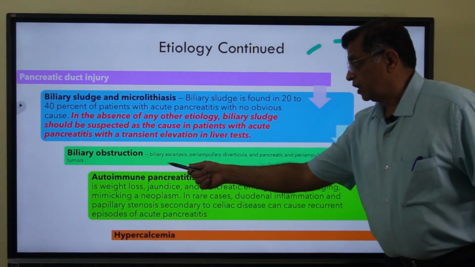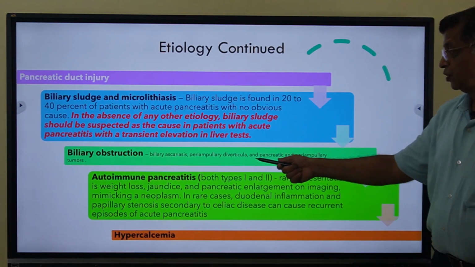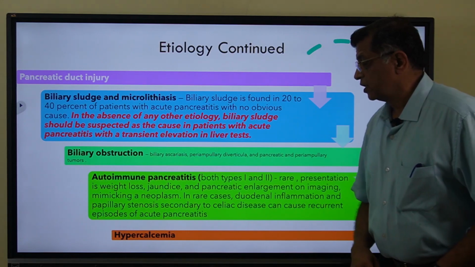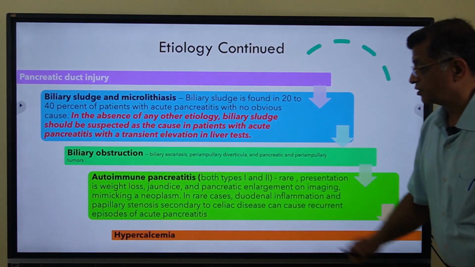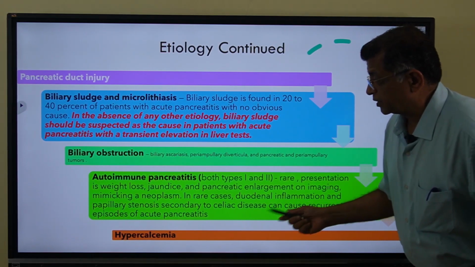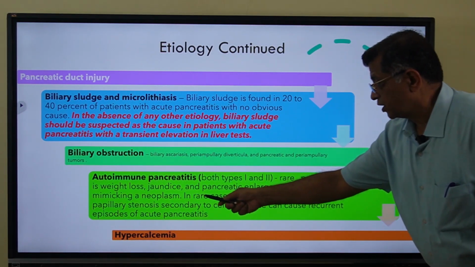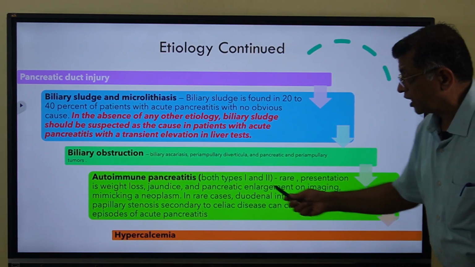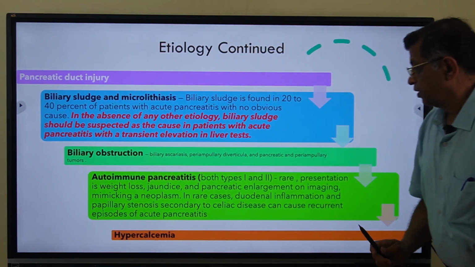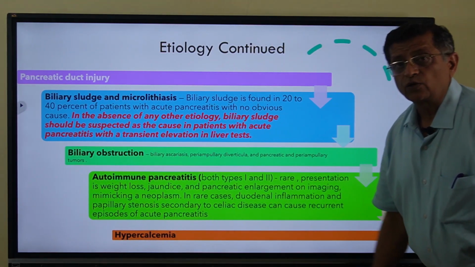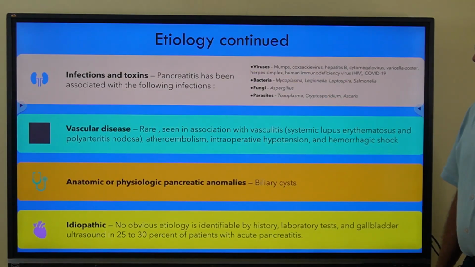Biliary obstruction by worms, periampullary diverticula or periampullary tumors can cause pancreatitis. Sometimes autoimmune pancreatitis, type 1 and type 2, these are rare. The presentation is weight loss, jaundice, and pancreatic enlargement, and the pancreatic enlargement here mimics a neoplasm. So this is reasonably rare. Lastly, hypercalcemia can cause acute pancreatitis.